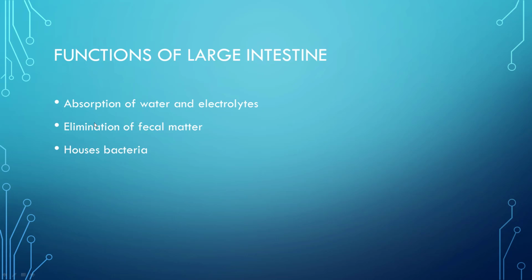Main functions of the large intestine will be absorption of water and electrolytes. I want you to think sodium, potassium. Keep in mind, even though the large intestine, one of its main functions is absorption of water, most of our water will actually be absorbed in the small intestine. Another thing we'll see happen in the large intestine is elimination of fecal matter, and then it also helps to house bacteria.